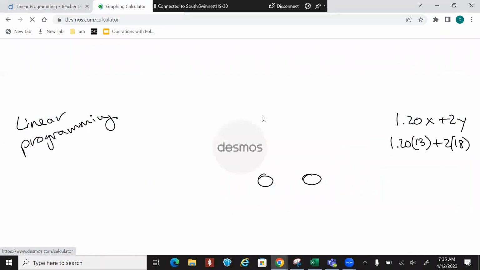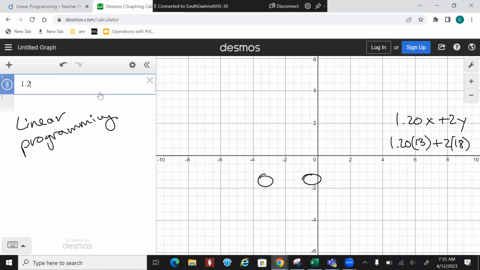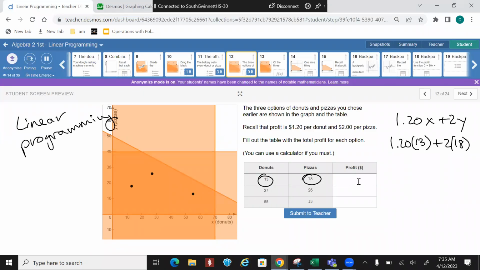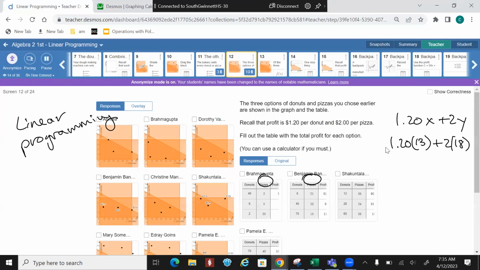All right, and then I go into my calculator and I type 1.20 times 13 plus 2 times 18. They make a 51.6 profit. So I would type in here 51.6. And then I would do it for the next 2. Okay. Looks like majority of y'all got to that point.